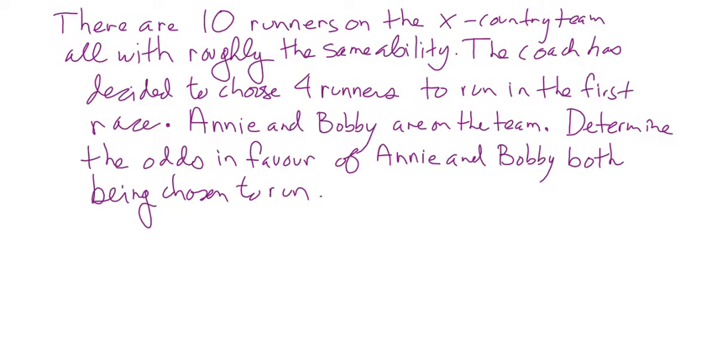Okay, so 10 runners on cross country and they're all about equal ability. 4 of them are going to be chosen to run the race. Annie and Bobby are on the team. What are the odds in favor of both Annie and Bobby being chosen?